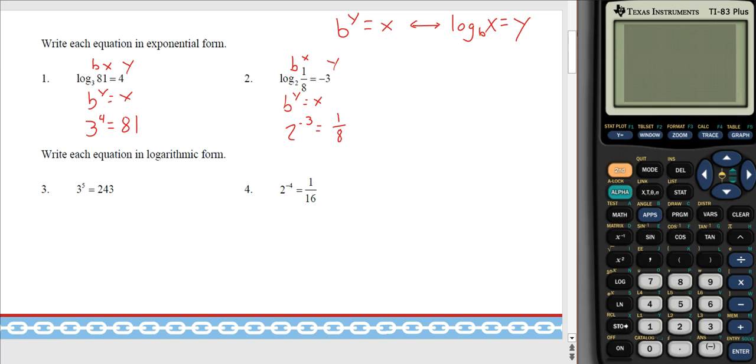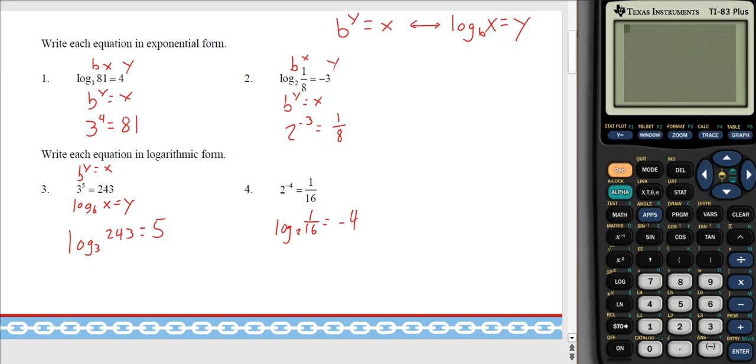Second section, switching from exponential to logarithmic. So b to the y equals x. I know log base b of x equals y. Right? So log base 3 of 243 equals 5. Right? All I'm doing here is rearranging. So log base 2 of 1 over 16 equals negative 4.